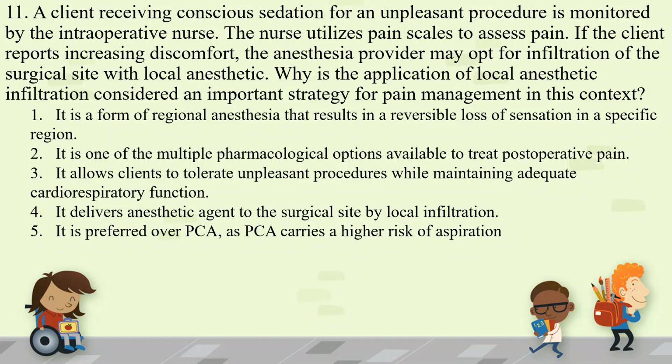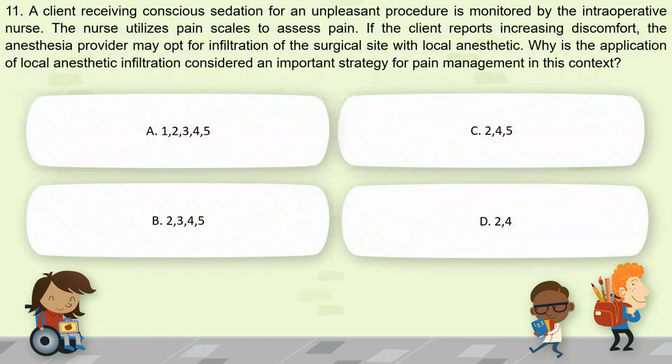And then option two is actually correct. Multiple pharmacological options available to treat post-operative pain. But option three, that defines consolidation, and option four is actually correct. And option five is comparison unsupported by the sources regarding aspiration risk. NPO status reduces aspiration risk preoperatively, but PCA is not listed as a valid pharmacological option. So what is the correct answer here is only 2 and 4, and that is option letter D.